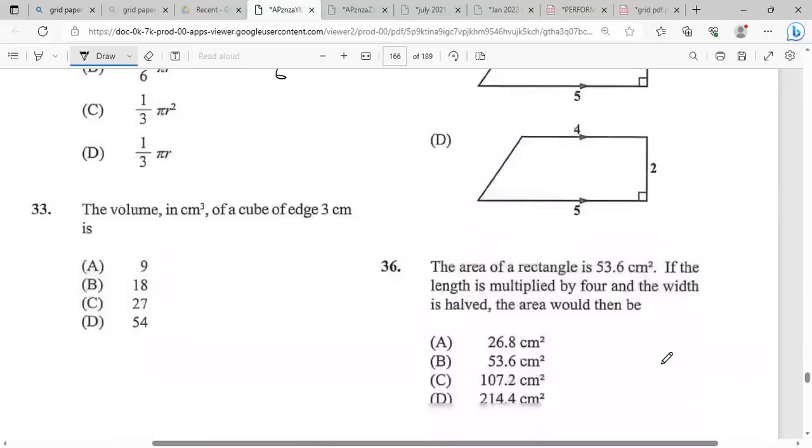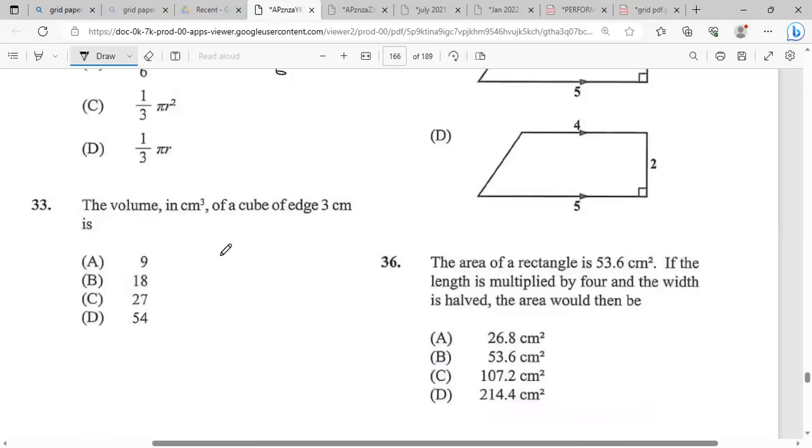Item 33, the volume in cm cubed of a cube with edge 3 centimeters. So it's the area of the base. Remember, all sides are equal and the cube is made up of squares. So that works out to 3 times 3.